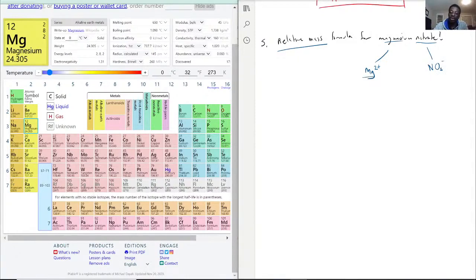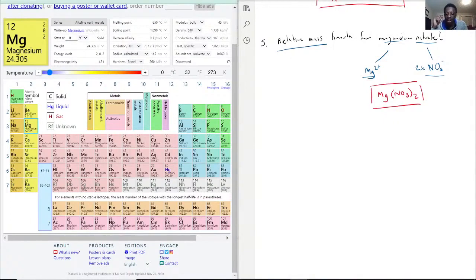So when we have a 2+ and a 1-, the only way for the charges to be a net of 0 will be 2 of the nitrates. So our formula, as it shows there, is Mg(NO3)2. This is indeed our formula for magnesium nitrate.